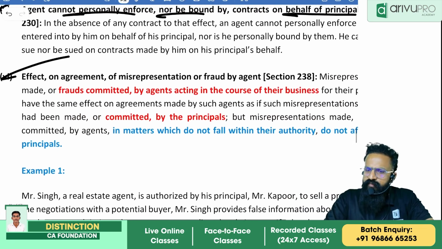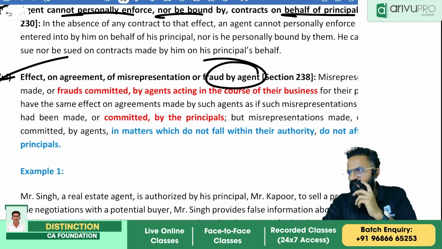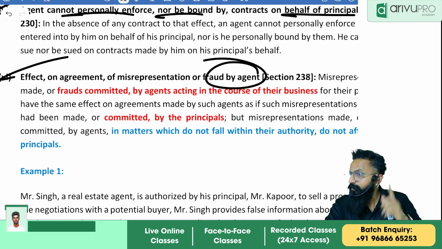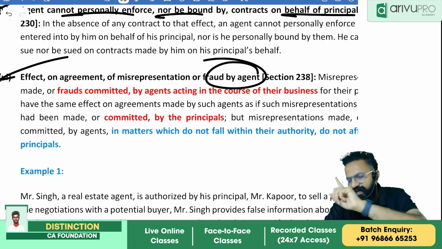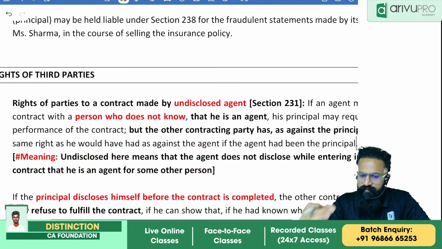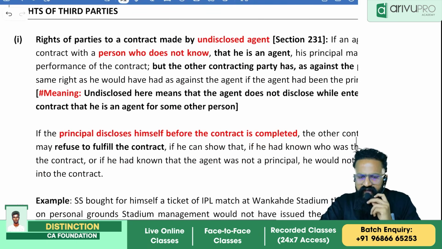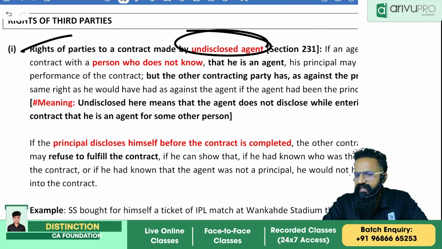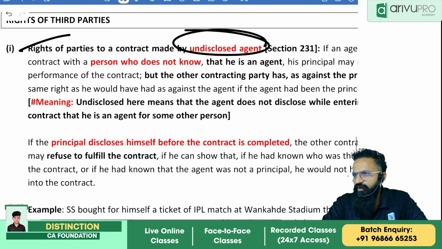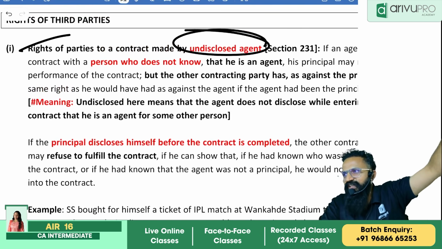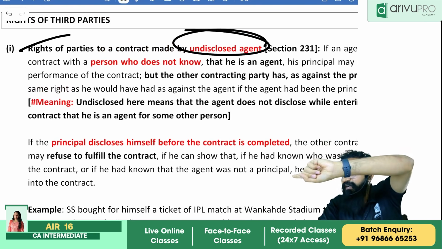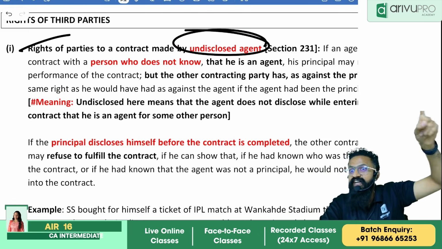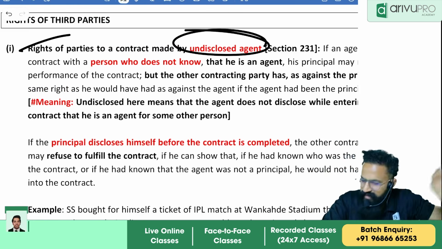Effect on agreement of misrepresentation or fraud by agent. If an agent does any fraud in the scope of business, the principal is liable. Beyond the scope of business, the agent only is liable. Right of third parties: the right of parties to a contract made by an undisclosed agent. What can I do? Undisclosed agent. Shah Rukh Khan case. I did not tell the name of the principal. If the third party wants, before the completion of the contract, Wankhede Stadium can still cancel the contract.